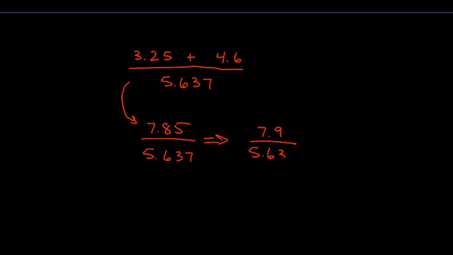And then we should have 7.9 divided by our 5.637. Remember, because when we're adding, it goes by fewest decimals. So now, when we plug in 7.9 divided by our 5.637 into our calculator, we end up getting an answer 1.401, we'll just call it 1.401 with some extra digits.